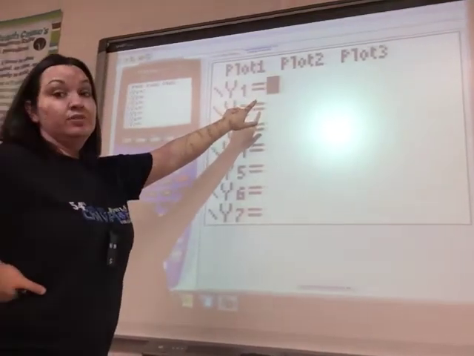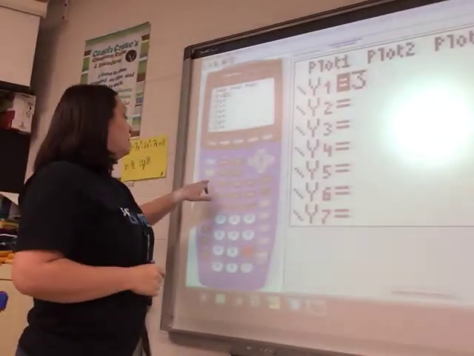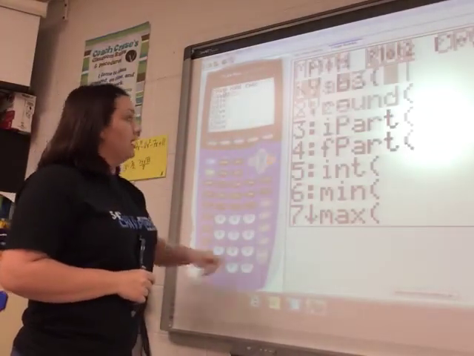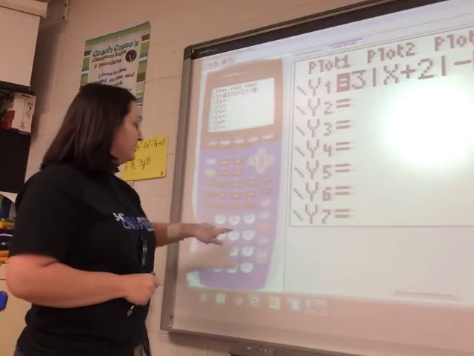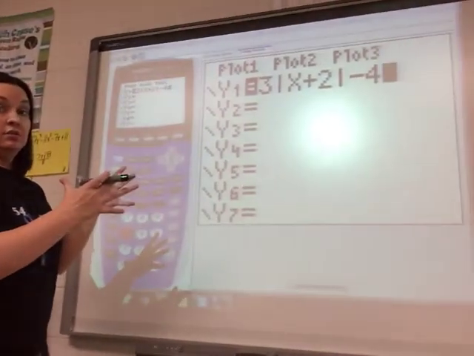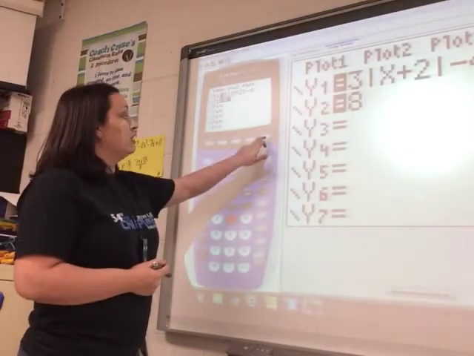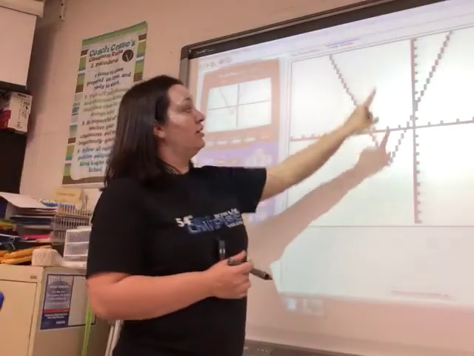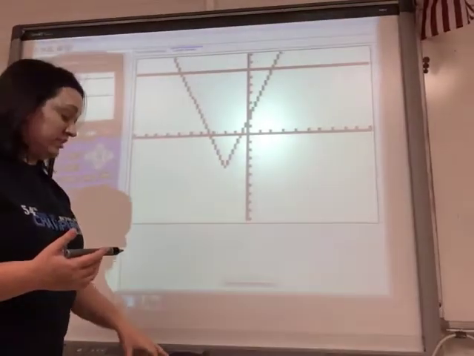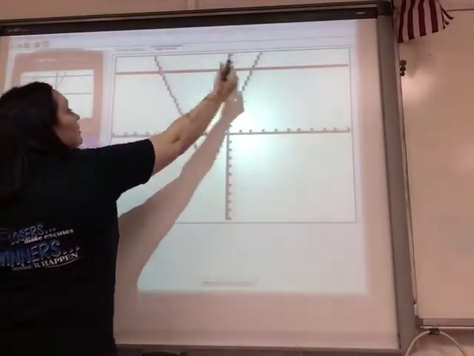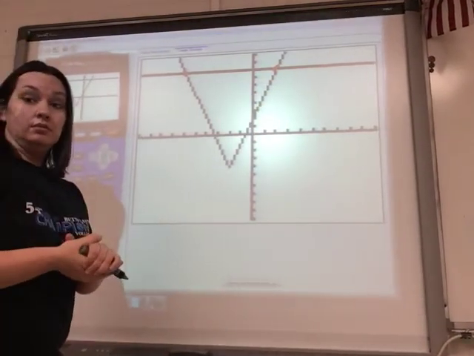In Y1, we're going to put the absolute value. So 3, and then to get the absolute value bars on your calculator, you go to Math, over to Number, and enter on ABS. We're going to type in our x plus 2, then our minus 4. That's all of our absolute value section. In Y2, we put our linear section, which is going to be 8. And then we graph our picture to see our V. There's our absolute value, and then there's our line, our linear. So you can obviously see these two pieces intersect 2 times. Here and here.